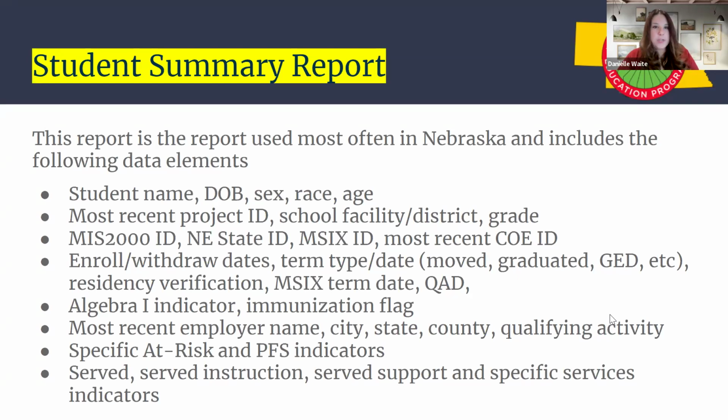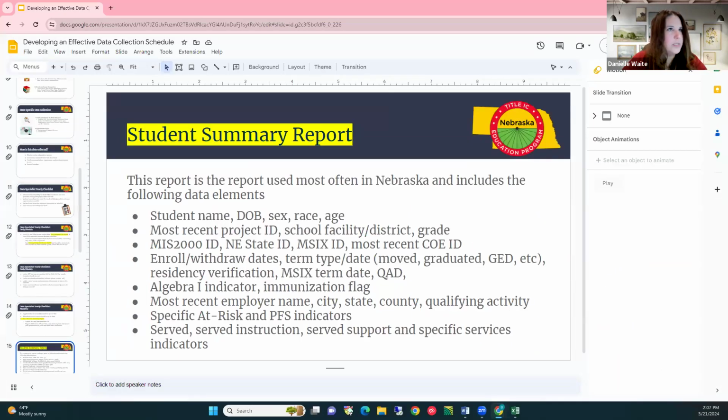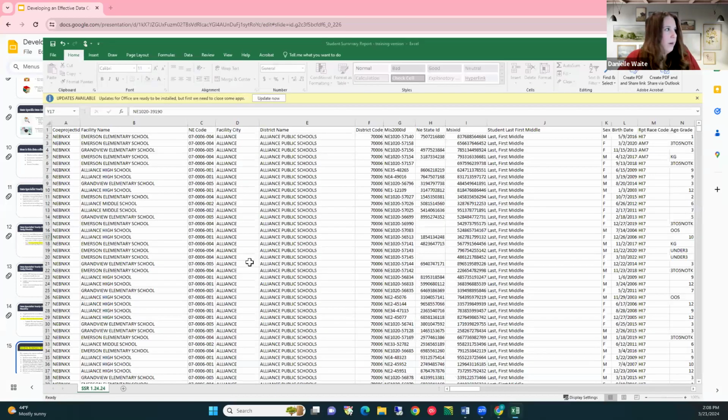the employer information. That was something that was added maybe within the last couple of years. We added employer information and their qualifying activity for the most recent COE. Their at-risk and PFS indicators, and then each and every service that the child has gotten. So I'm going to actually pull up the spreadsheet here so you can see. It's a big report.